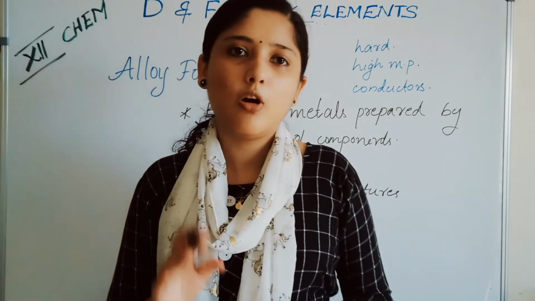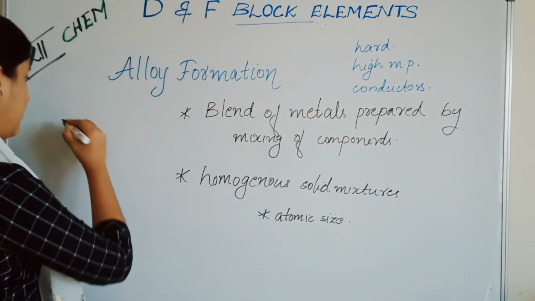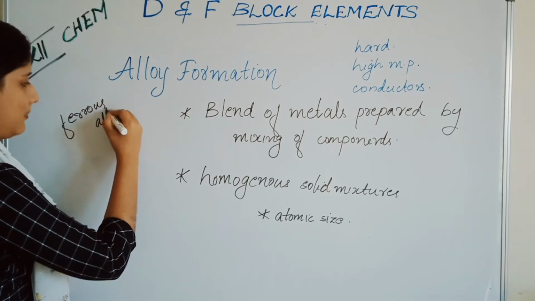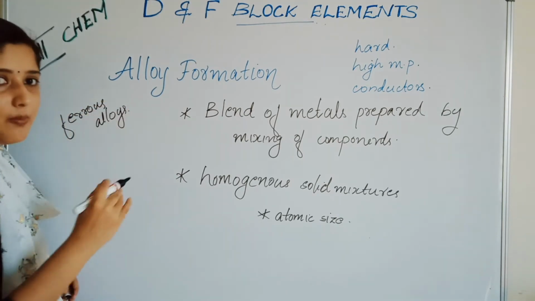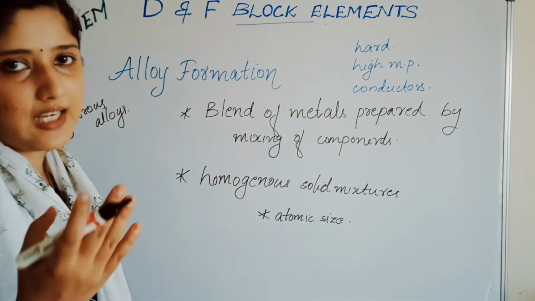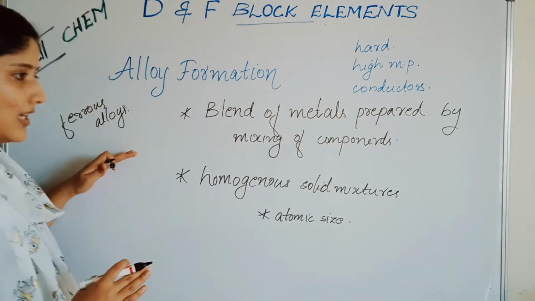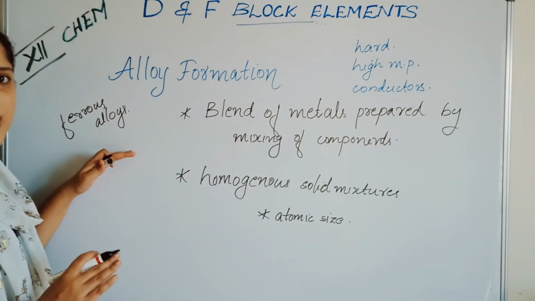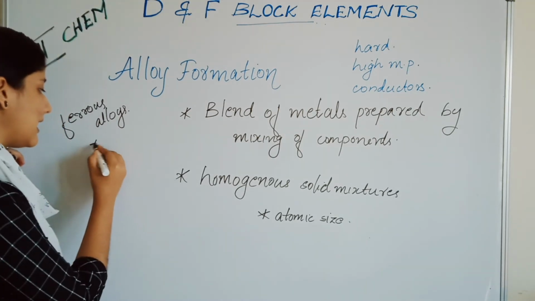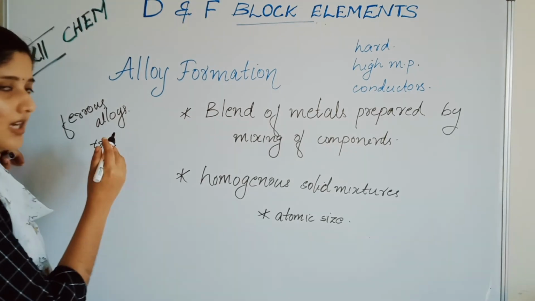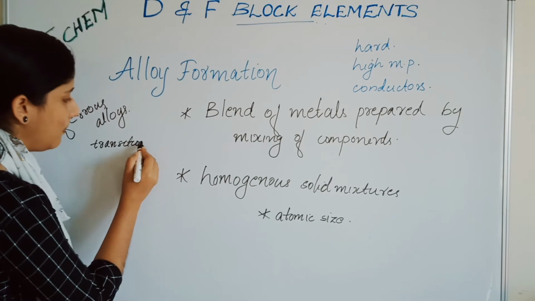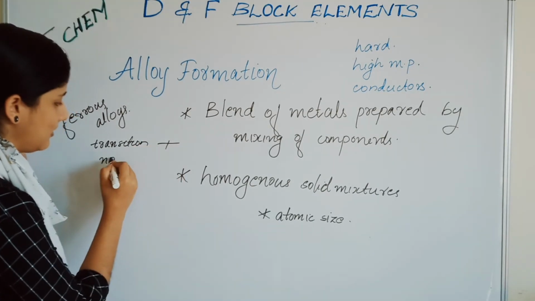The examples of alloys are ferrous alloys. Metals like manganese, molybdenum, iron, etc. are used for making steels and stainless steels. Ferrous alloy is an example, and for making steels and stainless steels we use transition metals. Also transition metals plus non-transition metals are used in alloys.